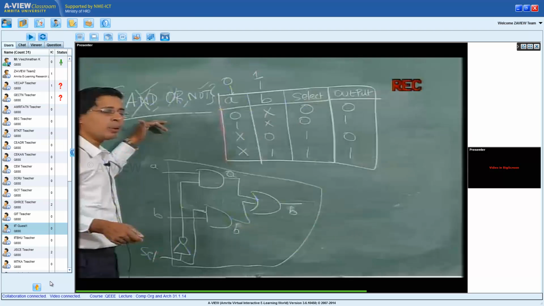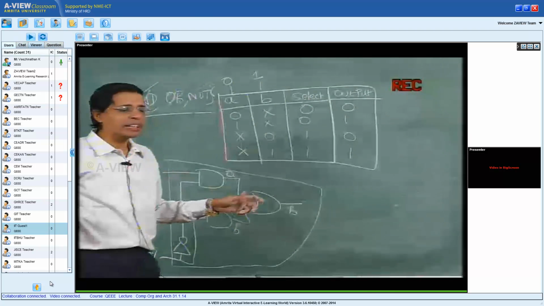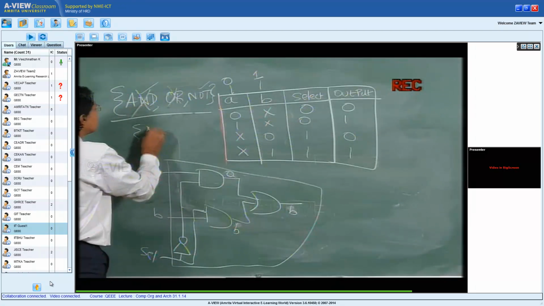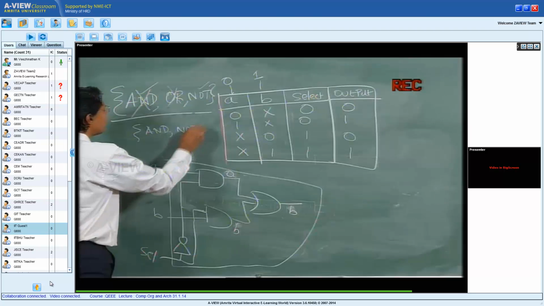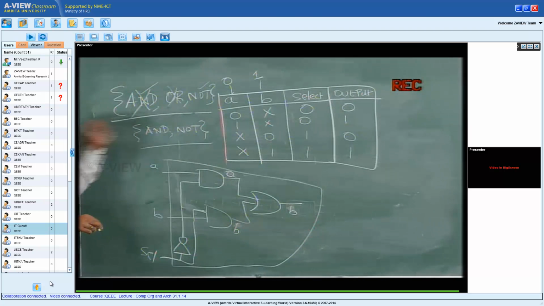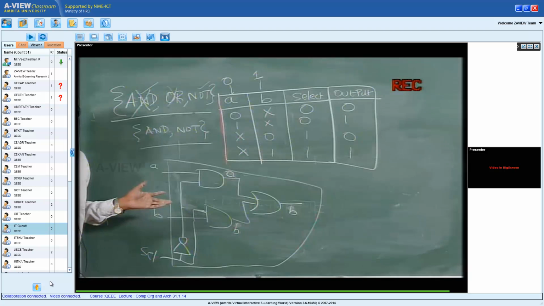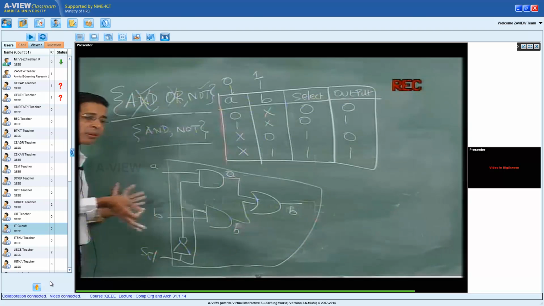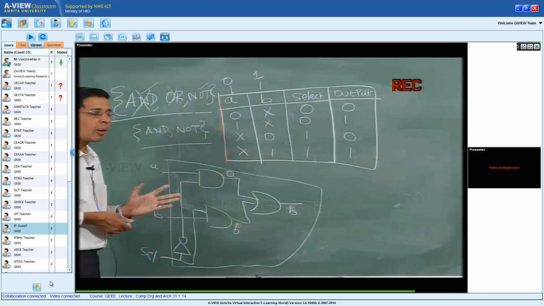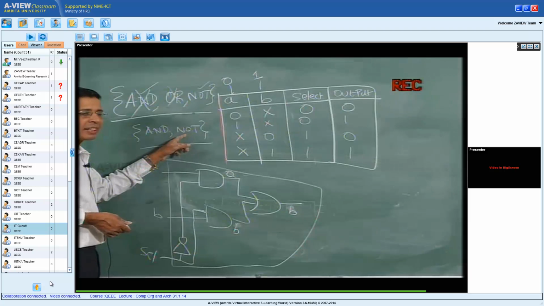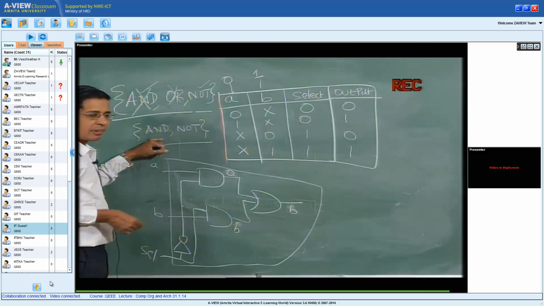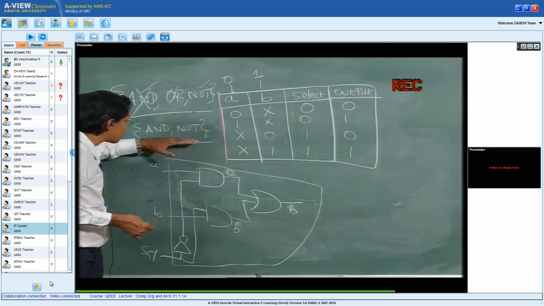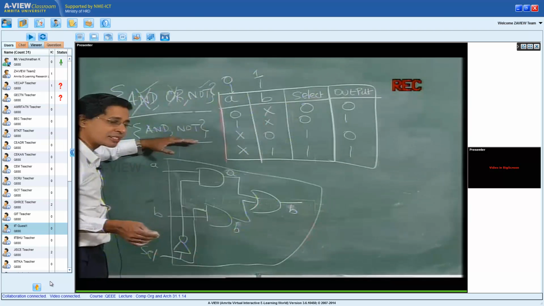It becomes minimal only if I can't remove any gate. If I remove that gate, then that property is gone. For example, if I take AND, NOT, this is minimal functionally complete because if I remove the AND gate, then I can't realize any function. If I remove the NOT gate, then I also cannot realize any function. So by removing a gate in this set, I lose the property that this is still functionally complete. That is why AND, NOT is called a minimal functionally complete set.